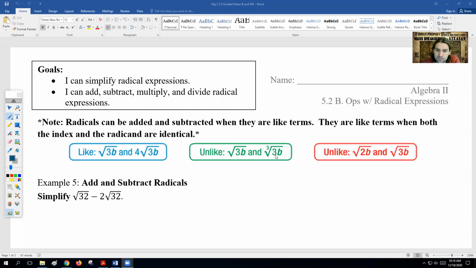Radical 3b and the cube root of 3b are not like terms because even though they are the same thing on the inside, both of them are different indexes. And same thing, like radical 2b and radical 3b are unlike terms because even though their indexes are the same and they both are b's, they have to be the same expression inside.